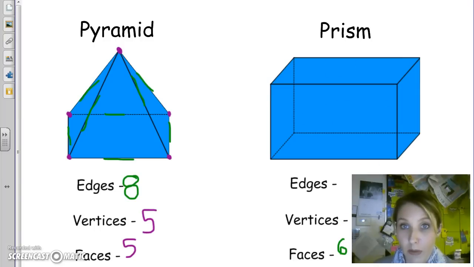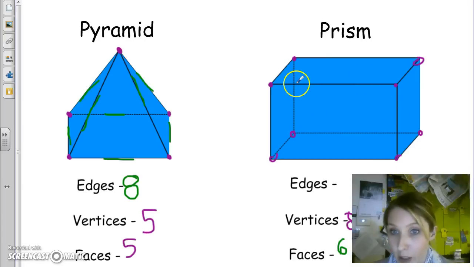Okay, vertices. Remember, vertices are the points. So we're going to just look at the points here. There's 1 point there, 2, 3, 4, 5, 6, 7, 8. This prism has got 8 vertices. Now let's go back to edges. Remember, edges are where the 2 faces meet. So we've got 1, 2, 3, 4, 5, 6, 7, 8, 9, 10, 11, and 12. So this prism has got 12 edges.